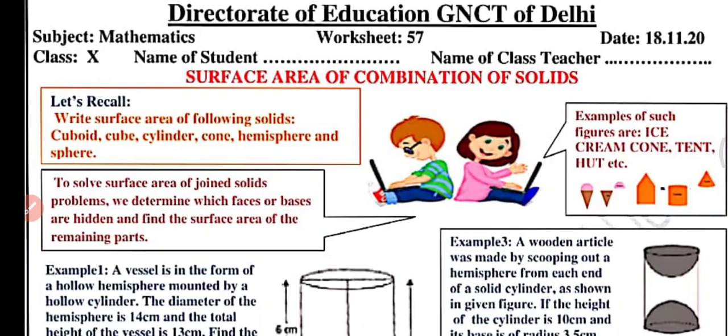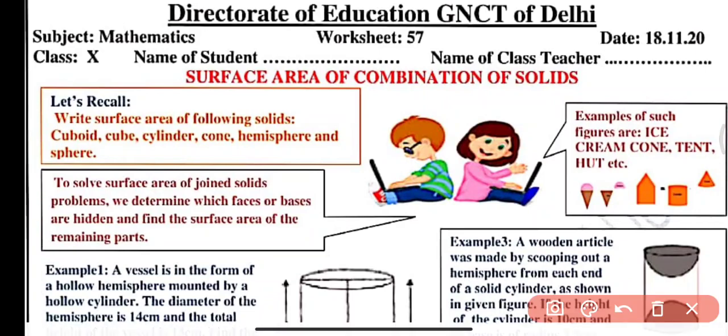Today in this video we will do worksheet number 57 for class 10 subject mathematics. In this video we are going to do some problems based on surface area of combination of solids. First of all, try to recall the surface area of following solids: cuboid, cube, cylinder, cone, hemisphere and sphere.